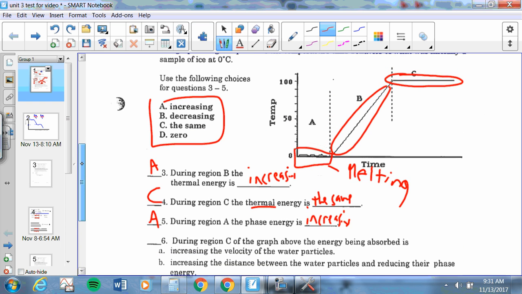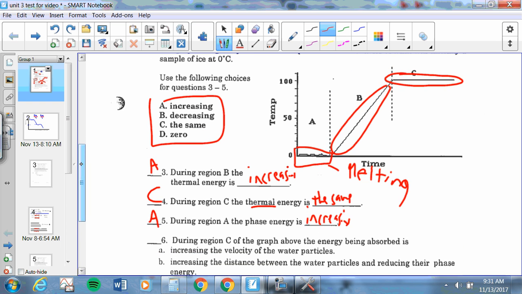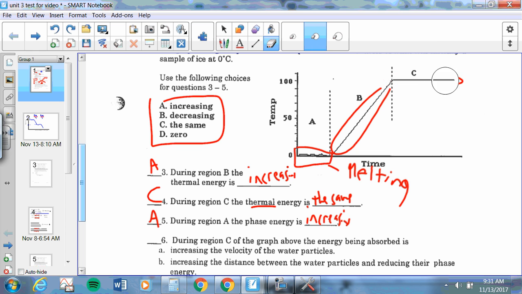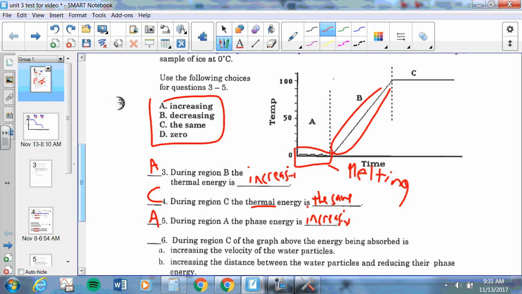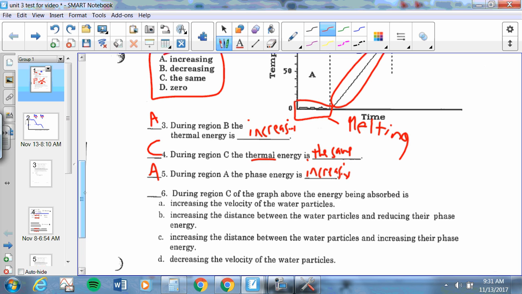During region C of the graph, above, the energy being absorbed is, what's the energy doing? It's not heating it up. What is it doing? Well, it's evaporating it. It's vaporizing it, but that's not one of our choices. Is it increasing the velocity? Increasing the velocity would mean that its temperature was increasing. No, I think no. Is it increasing the distance between the water particles and reducing their phase energy?